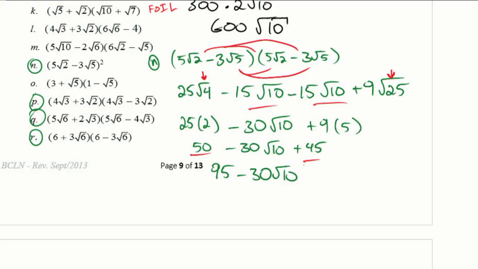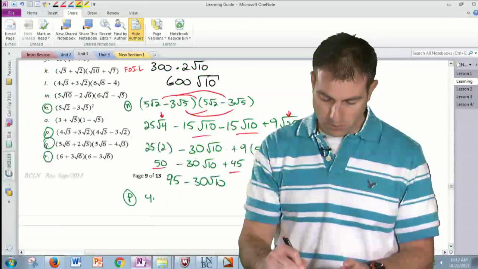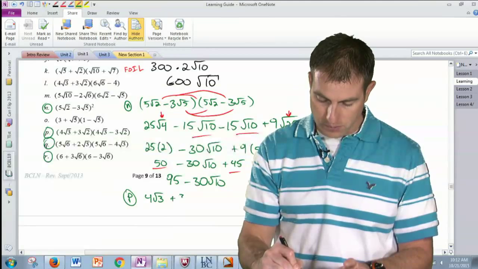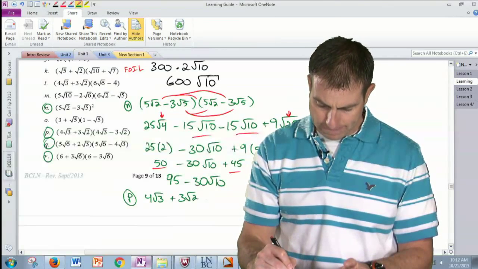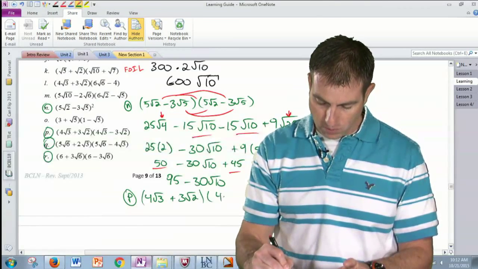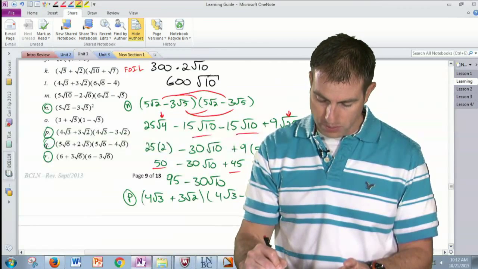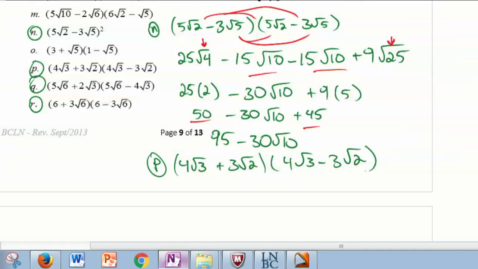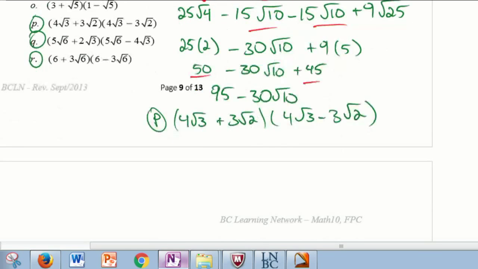So a few steps there. Let's move on to P, Q, and R. See if I can fit P down below here. 4 root 3 plus 3 root 2, times 4 root 3 minus 3 root 2. These are actually called conjugates, and they're actually going to cancel a lot of stuff out. So this is kind of an interesting question once we get into it.